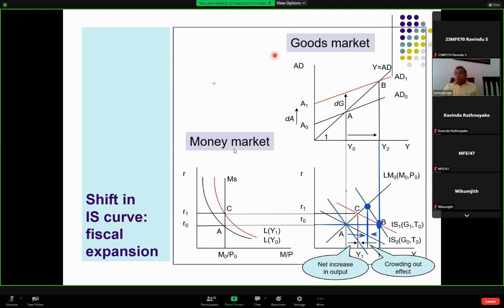Right, now we are talking about the technical point, which is related to the slope of the IS line affecting the size of the crowding out effect. But the economics behind it is determined by what determines the slope of the IS line.